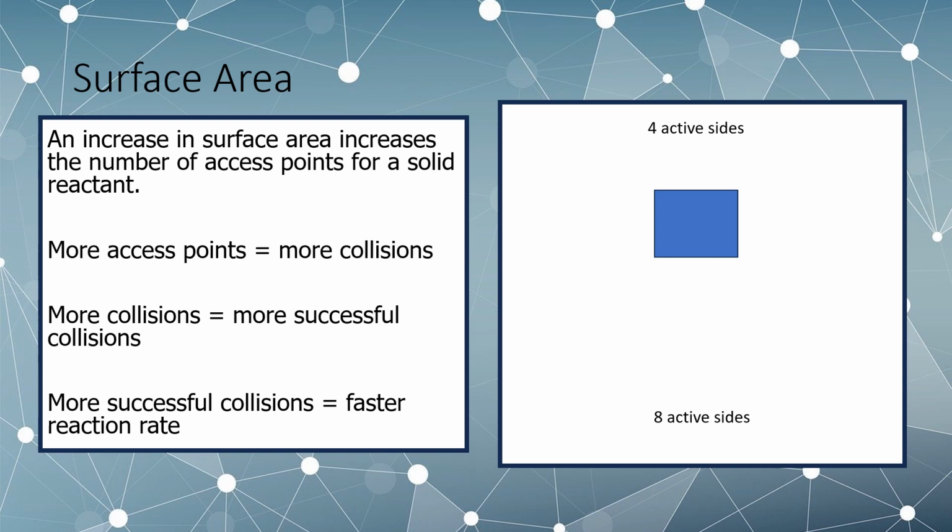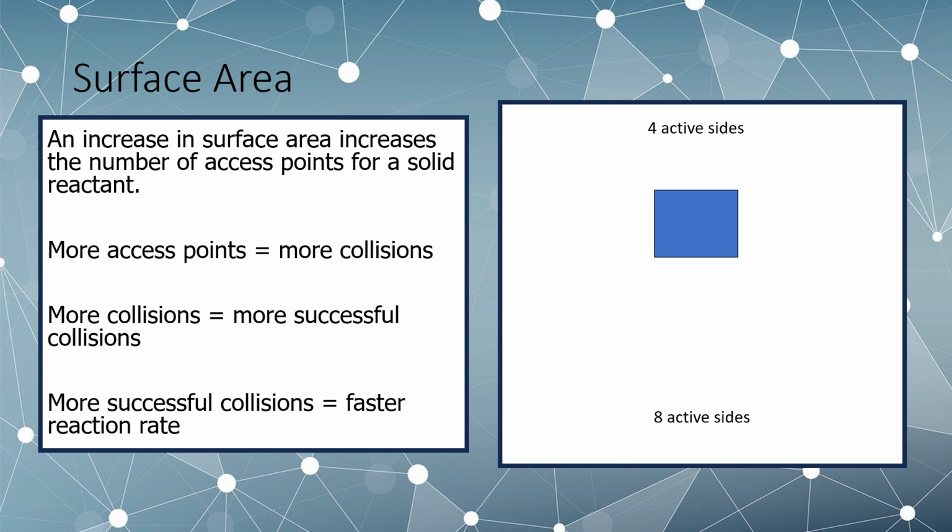Surface area is a bit of a trickier concept as it relates only to solid reactants. Think about it this way. If you were to bite an apple, there are only so many places on the apple you can bite, as it only has one surface surrounding it. However, if I was to cut that apple in half, you can now see there are far more spots on the apple you can bite.